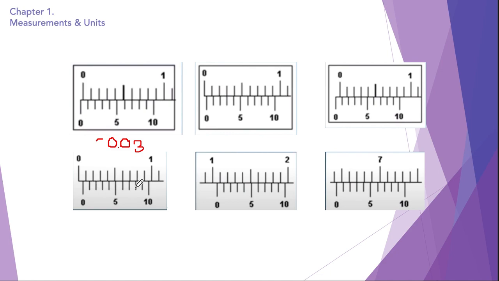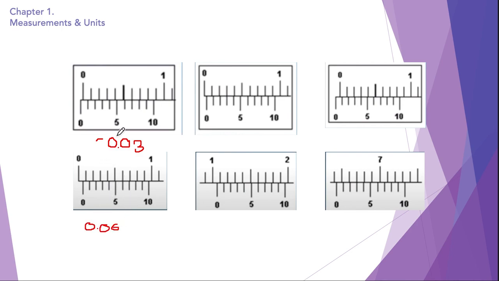Now the correct reading of this Vernier calipers here is, first we're going to find the reading that it is showing. So the reading is, the main scale is 0. We're going to find out which of the markings are exactly aligned with the main scale marking, and over here we have 6. So 0.06 is the reading of this Vernier calipers.